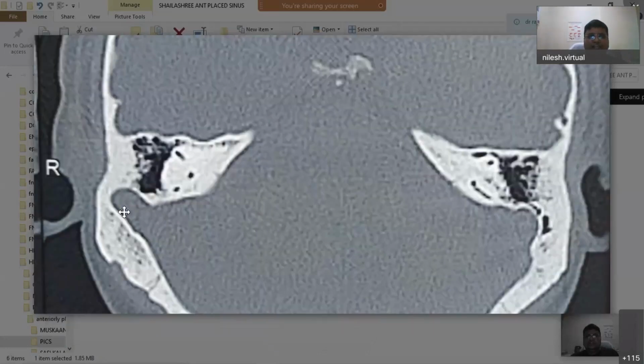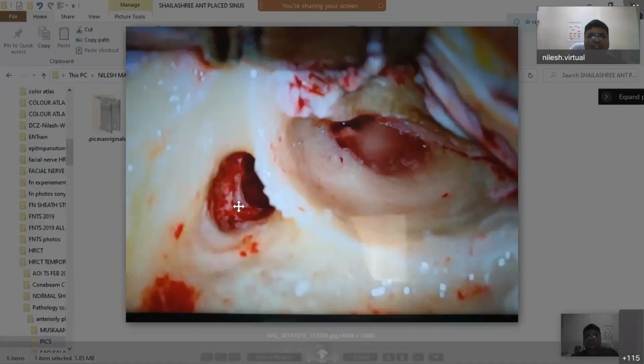If you see clinically, here we were trying to do mastoidectomy in this case, but we saw blue lining immediately here, and we drilled quite anteriorly and superiorly towards the root of zygoma to open the antrum. So this thing you have to keep in mind.